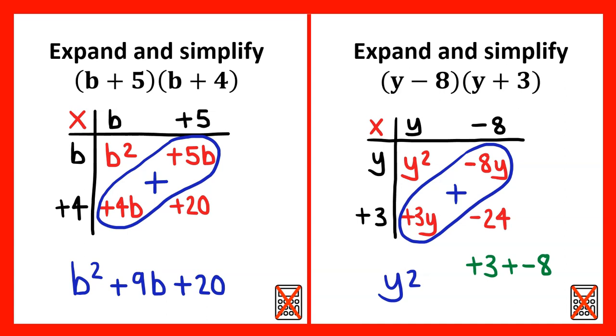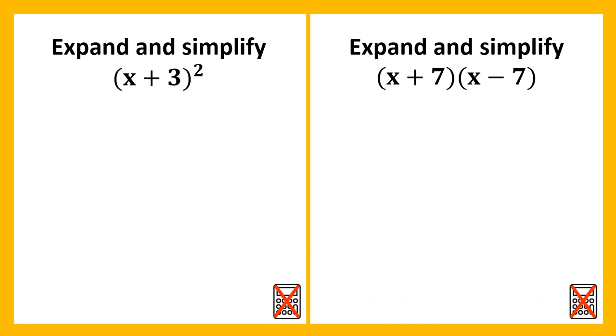So forget about the y for now and just focus on using the number line to work out what these two numbers would be added together. So 3 and then adding a negative number would have the impact of subtracting. So 3 take away 8 is negative 5. So therefore collecting like terms, we would have negative 5 lots of y, minus 24.